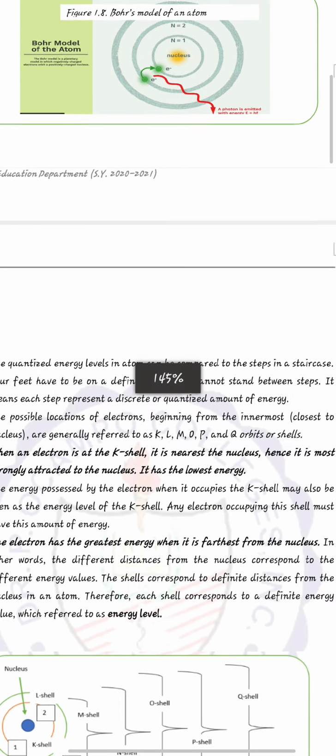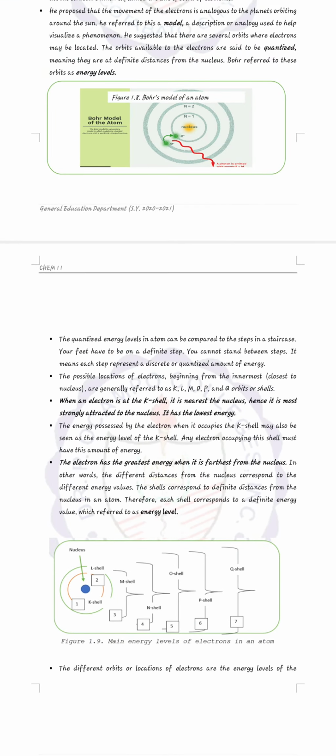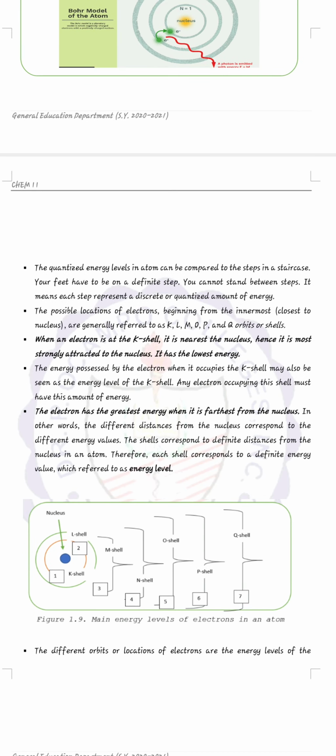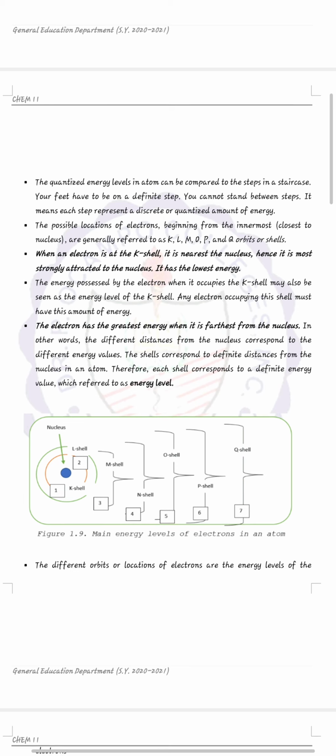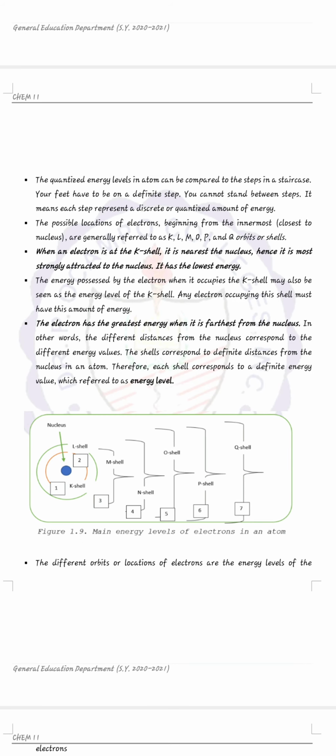Okay, let's proceed now. The electron at the K shell is nearest the nucleus, hence it is most strongly attracted to the nucleus. It has the lowest energy. Meaning, the first circle in the orbitals is called the K shell, or energy level 1. Since the K shell is nearest to the nucleus, it is strongly attracted to the nucleus. Why? Because it is near, right? So that makes the K shell, or energy level 1, the lowest in range.